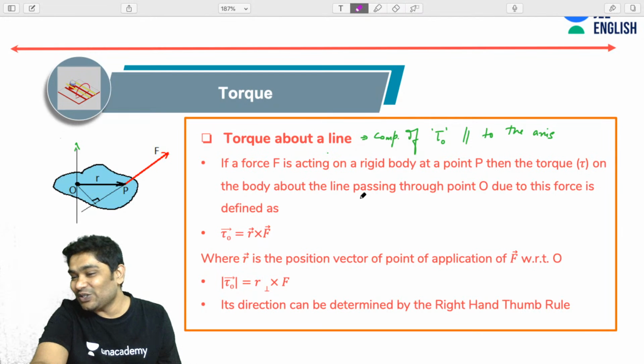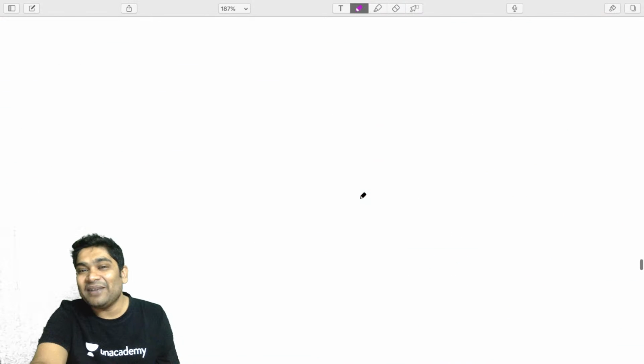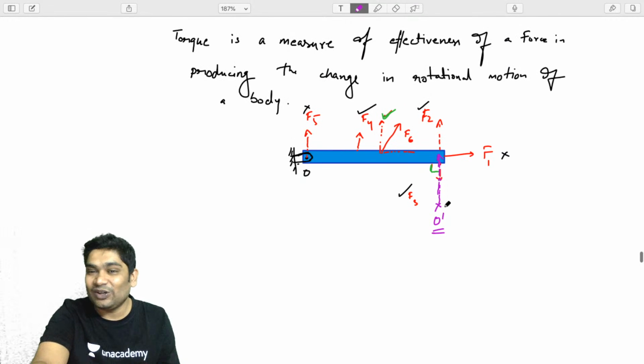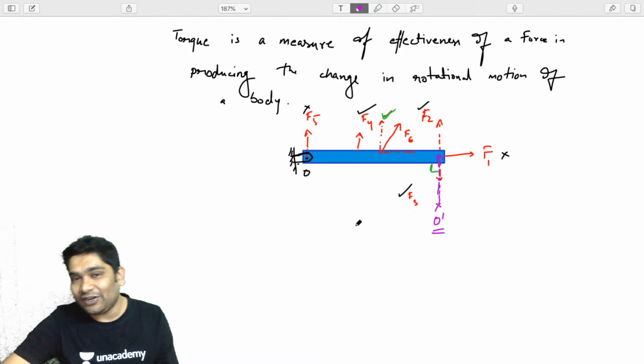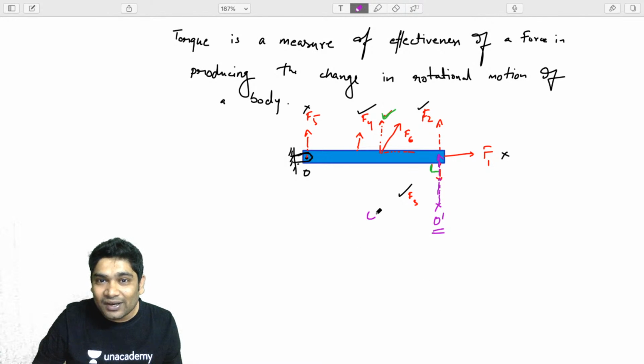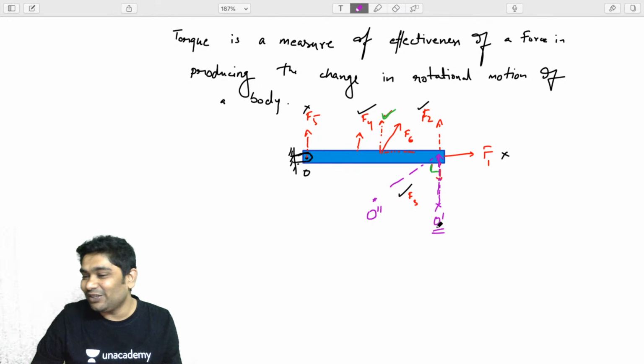Yes, it will be 0. So why am I saying that? See, the rod is not going to rotate about this point in any case. So it is 0 about O dash. And if I took any random point elsewhere, suppose a point O double dash, then I would have had a non-zero torque, right? So it is producing a rotation about this, and it is not producing a rotation about this.